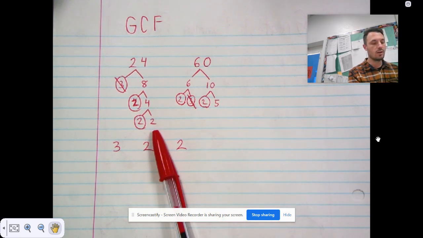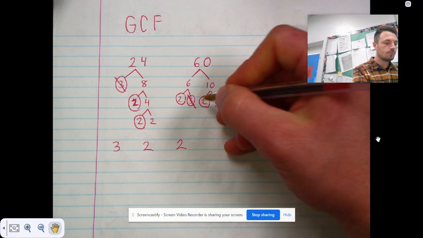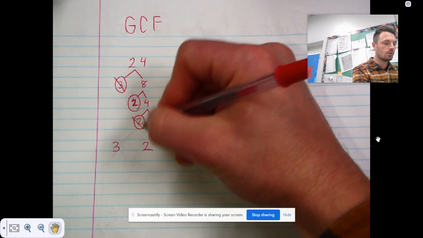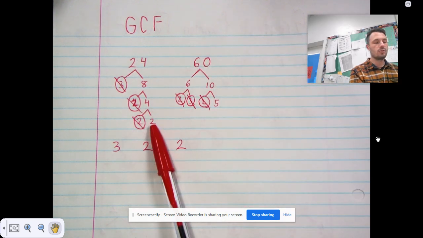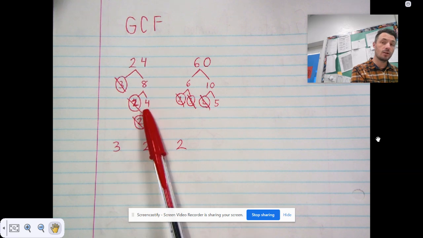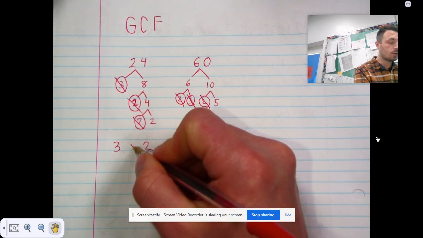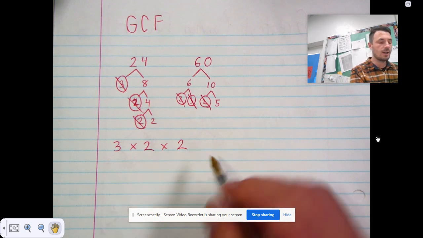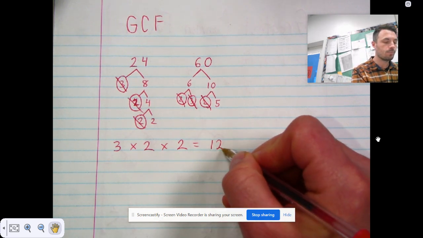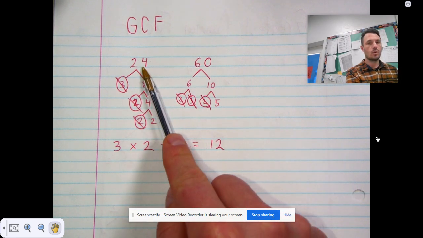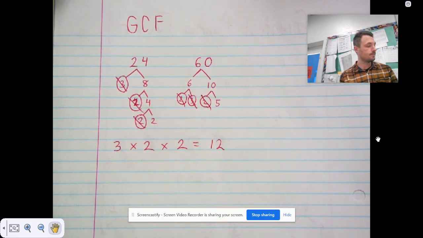We have 1, 2 left here. Oh, yeah, I forgot to cross these out. We have 1, 2 left here, but there's nothing to match it over here. And we have 1, 5 here, but there's nothing to match it here. So we're done. Now we multiply these numbers together. 3 times 2 is 6, times 2 is 12. So 12 is the greatest common factor for 24 and 60.